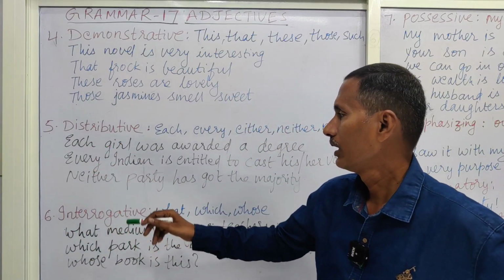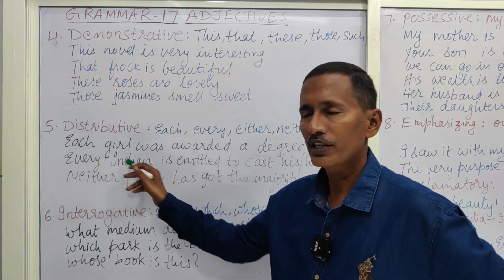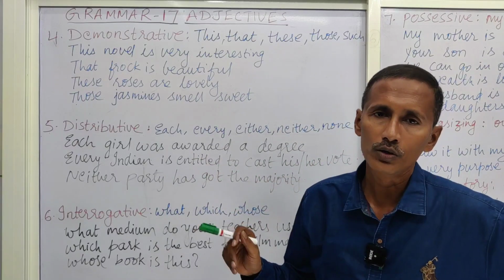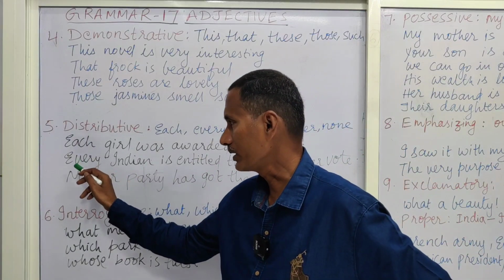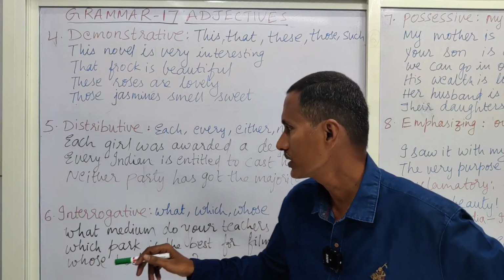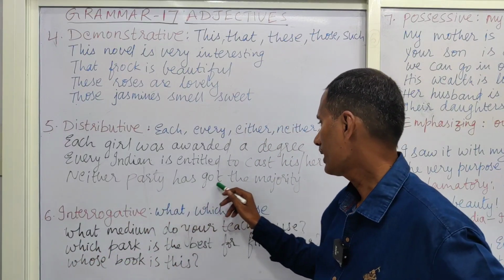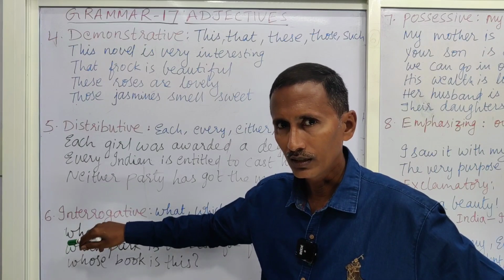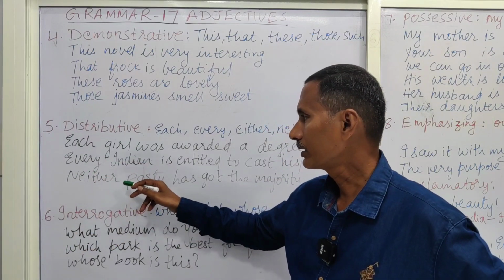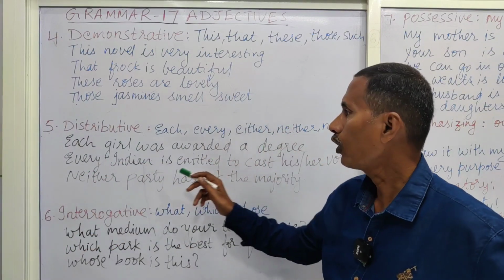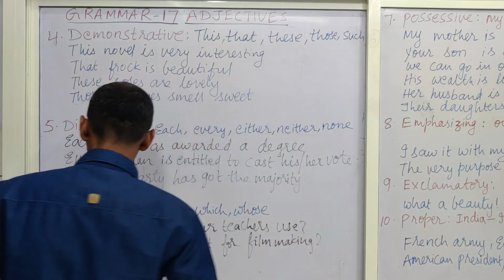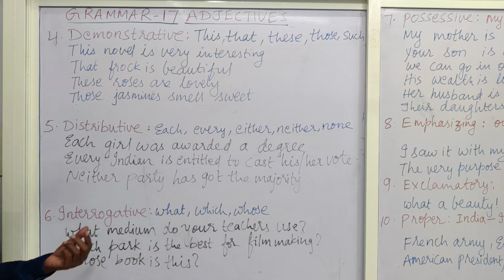Every Indian, every boy, every girl is entitled to cast his or her vote. The word every is called a distributive adjective. Neither party has got the majority. Neither, either, none, etc. are called distributive adjectives.